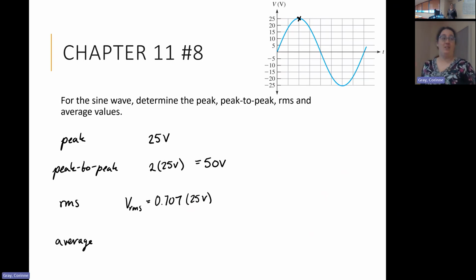Don't ask, I don't know. That is just typically what you see encouraged, use this value here. So if you take this and plug it in and round it to 2 sig figs, what should you get? 18 volts.